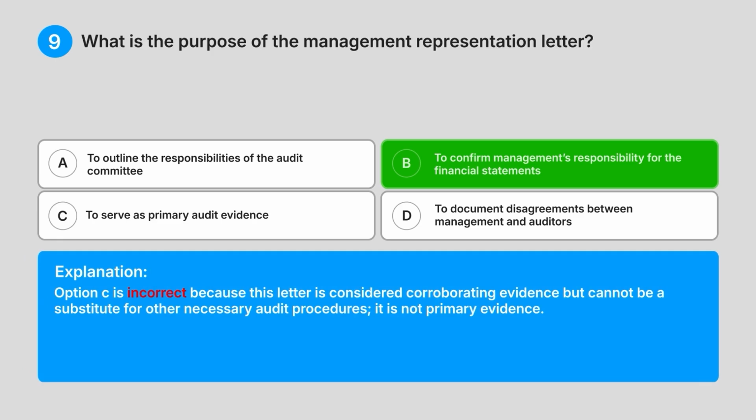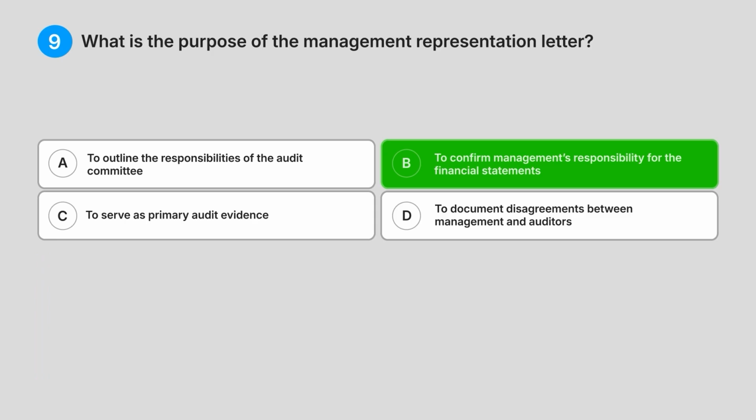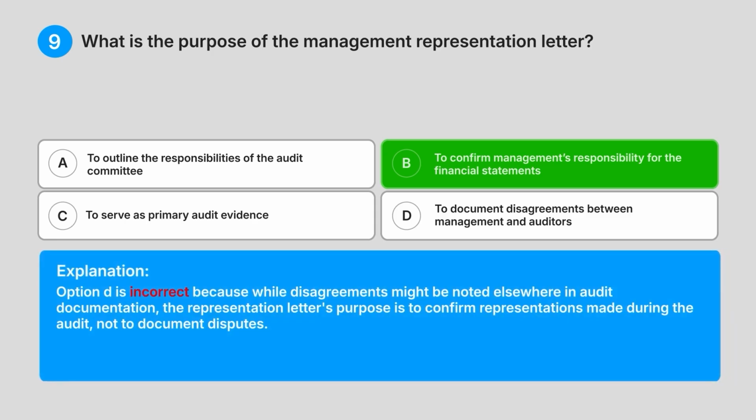Option C is incorrect because this letter is considered corroborating evidence, but cannot be a substitute for other necessary audit procedures. It is not primary evidence. Option D is incorrect because while disagreements might be noted elsewhere in audit documentation, the representation letter's purpose is to confirm representations made during the audit, not to document disputes.